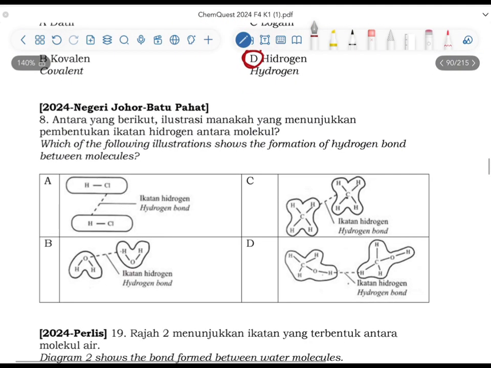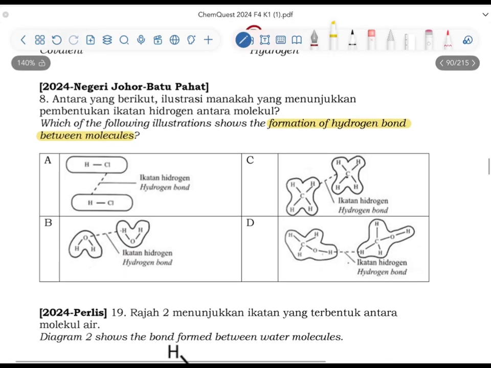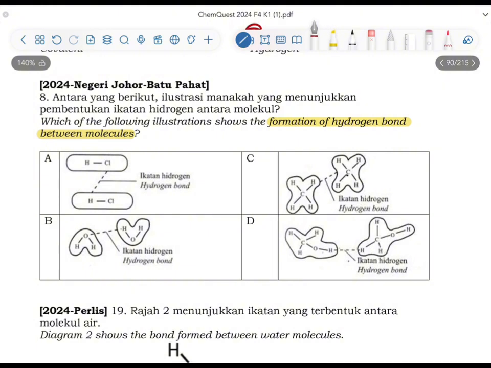Okay, next. Which of the following illustrations shows the formation of the hydrogen bond between the water molecules, or between the molecules? Definitely C is wrong because the hydrogen is not attracted to any electronegative atom.